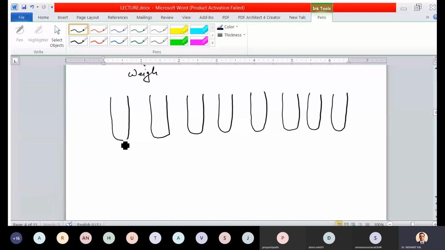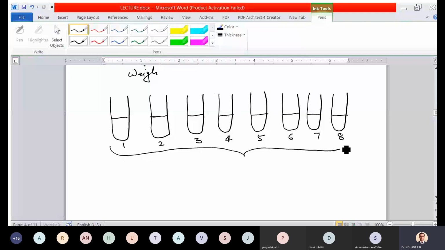Okay, so I am labeling it 1, 2, 3, 4, 5, 6, 7, 8. 8 test tubes we have taken, and we'll take 9 ml suitable solvent. All are containing 9 ml distilled water or suitable buffer, right?